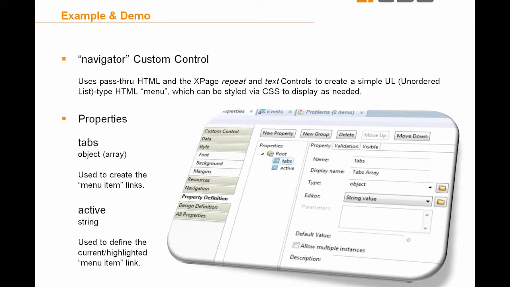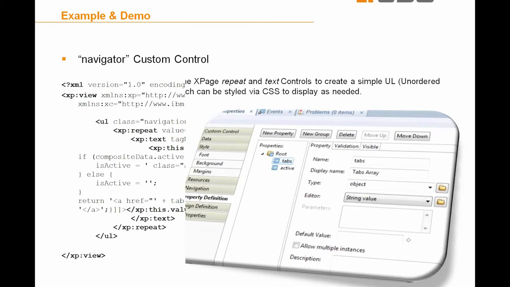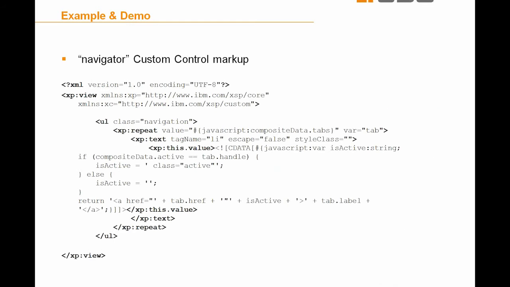So we get started. We'll create the Navigator custom control. We're going to use a series of XPage controls, core controls, and pass-through HTML. And I'll show you that markup in a second. Now there's two properties we'll pass through. The tabs, which is an object, an array of menu items that's going to be used by the repeat control, and active, which is a string, which will highlight, if you want conditionally, which tab is active at any given point. And this is the custom control.